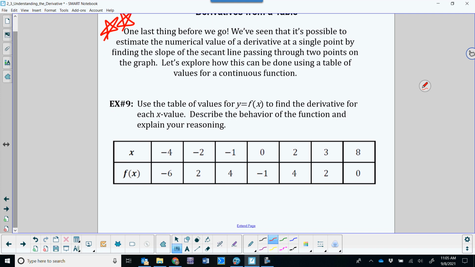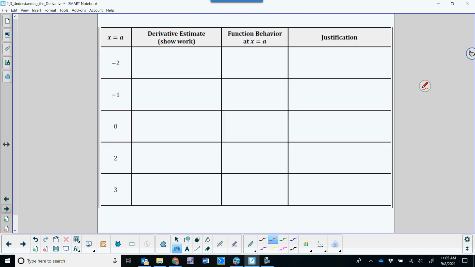So you're going to use this table of values to find the derivative at a different place. Well, I can't actually find the derivative because derivative is instantaneous rate of change. But the best estimate for instantaneous rate of change is the average rate of change close to it. So what we're going to do is estimate all these by picking numbers that are close. So let's start with -2. We're going to estimate the derivative at -2.